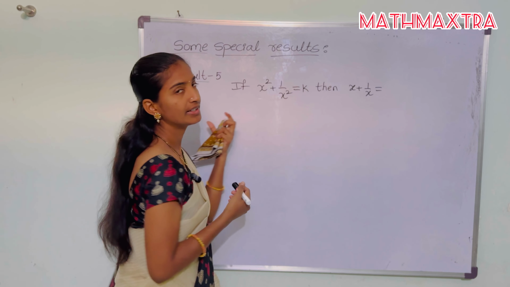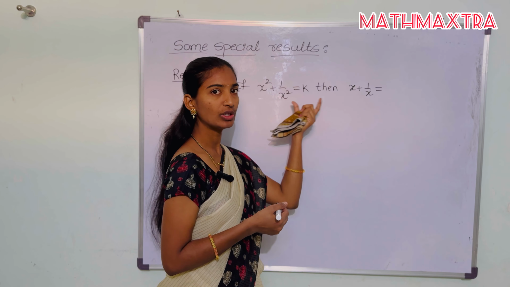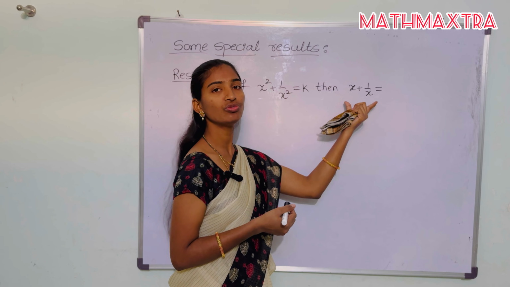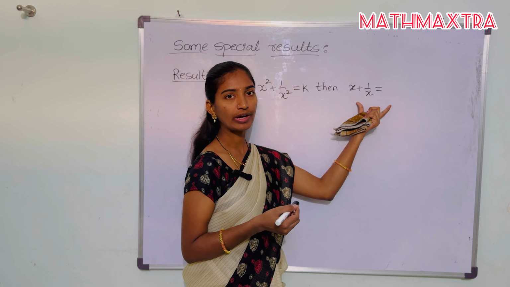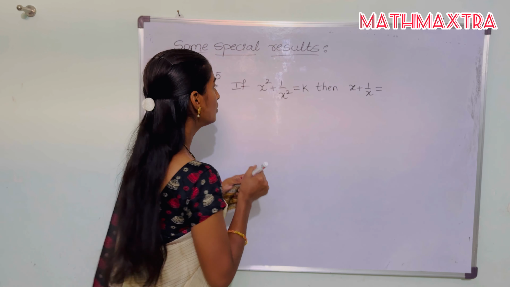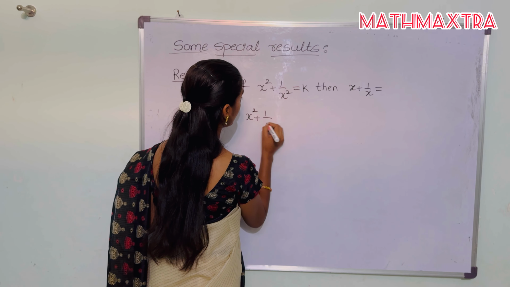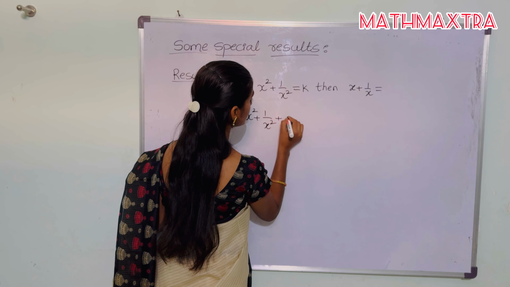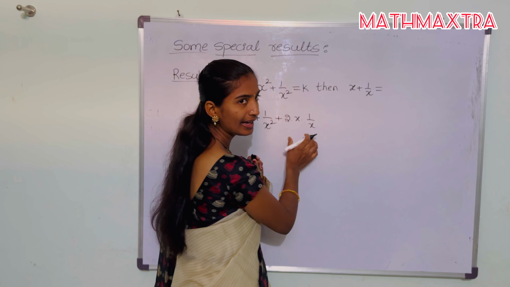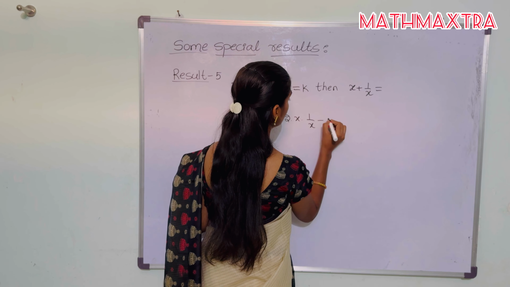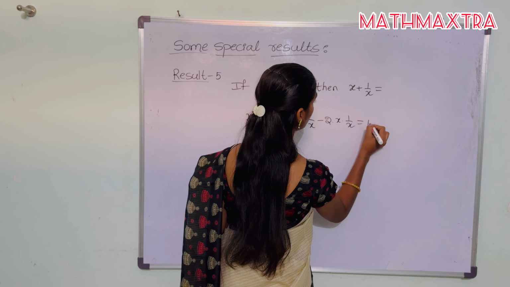Our next result is if x square plus 1 by x square is equal to k is given, then we need to find x plus 1 by x. Here square is given, we have to find x plus 1 by x. So what we have to do? We add and subtract 2ab, means 2 times of x into 1 by x. You add and subtract this term, so value doesn't change, right? Which is equal to k.